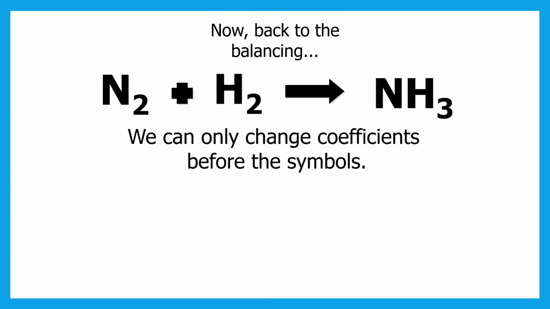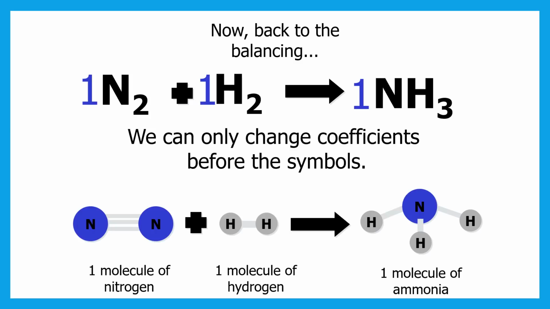So back to the balancing. We can only change the coefficients before the symbols. If we take a look at this, we have a coefficient of 1 in front of each of these. And so we can actually go in and change the number of coefficients, the number of molecules, and try to get a different result.